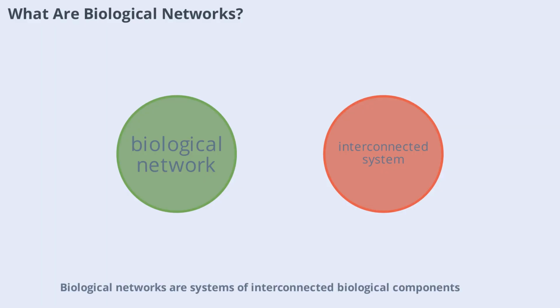Biological networks are systems of interconnected biological components, such as genes, proteins, or cells that interact to perform specific functions. Think of them as the wiring diagrams of life, where each component plays a role in the overall operation. These networks can be found at every level of biology, from molecular pathways inside cells to ecological food webs. By mapping out these connections, scientists can better understand how life operates as a coordinated whole. This foundational concept sets the stage for our deeper dive into their structure and function.